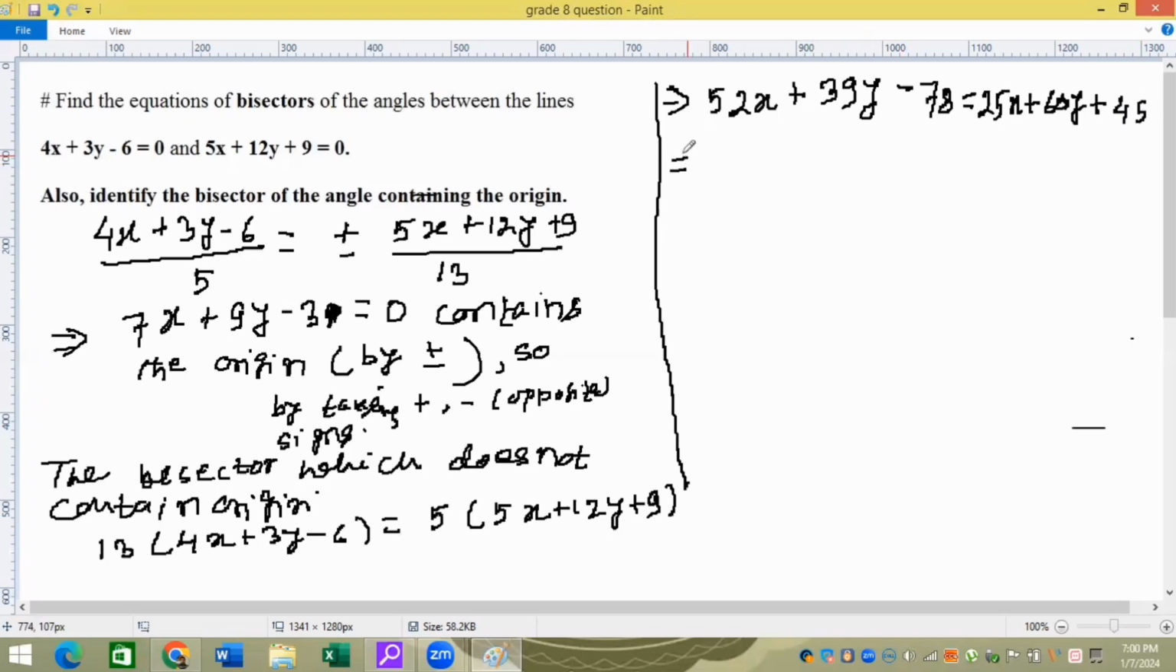And then you have 52 and 25. If you transpose to this side, one step you can see also, 52 minus 25x, and then plus you can write here 39y, and it is 60y in plus. So if you transpose here, it is 60y minus, and then it is minus 78, and then this is 45. If you transpose to here, it is going to be minus 45, or you can do this calculation directly also.